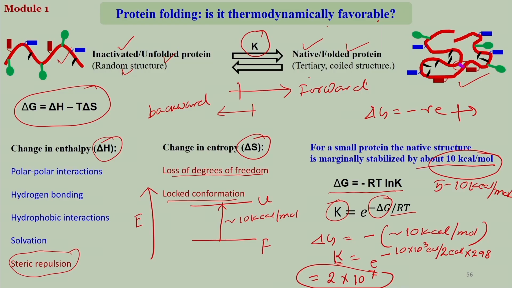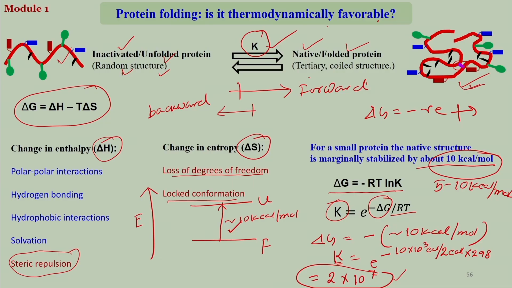So, you can see a very small change of energy here brings a large change of equilibrium constant. 10 to the power 7 is a high rate of conversion. So, this process from the unfolded protein to the folded structure of the protein has a huge equilibrium constant, which means it will move forward in this direction spontaneously.